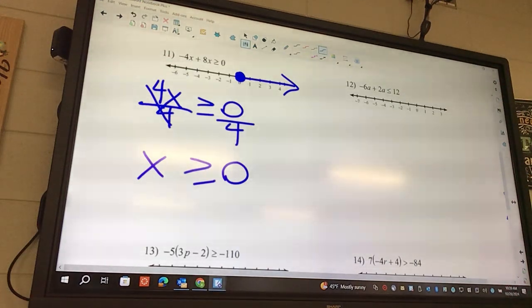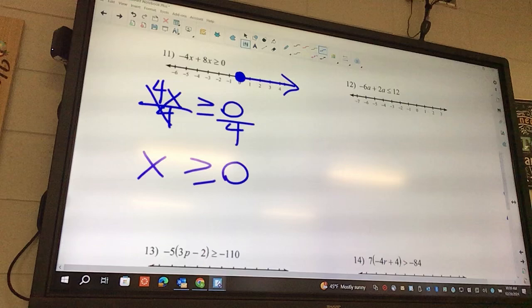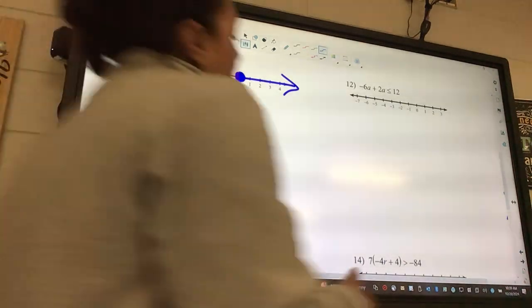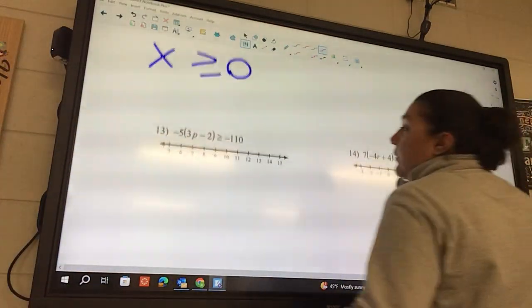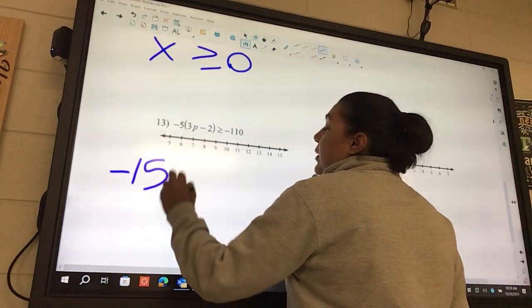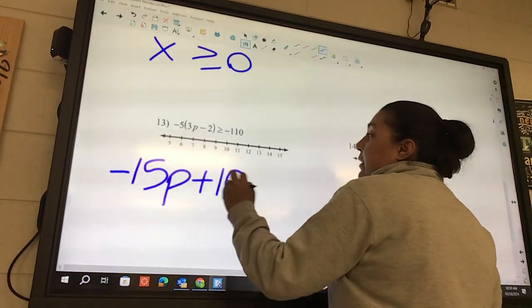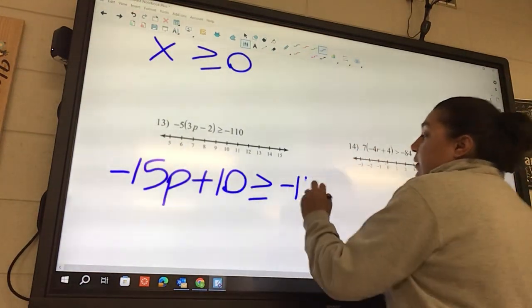Number 13, are there parentheses? Yeah, so we gotta do those first. So it's gonna look like -5 times 3, so you're gonna get -15p. And then -5 times a -2 is gonna be positive 10. Okay, so we're gonna get -15p plus 10 is -110.